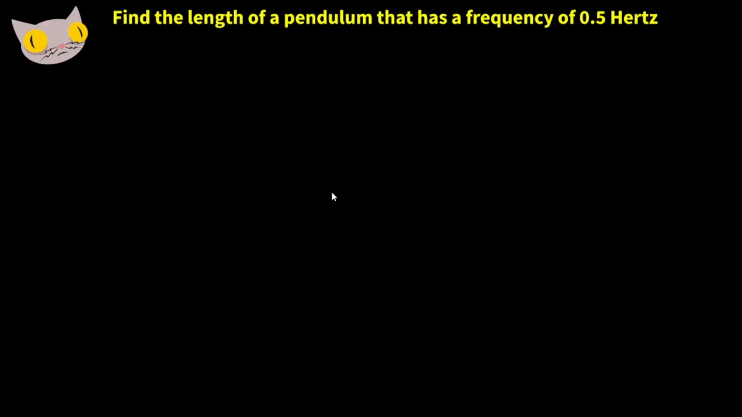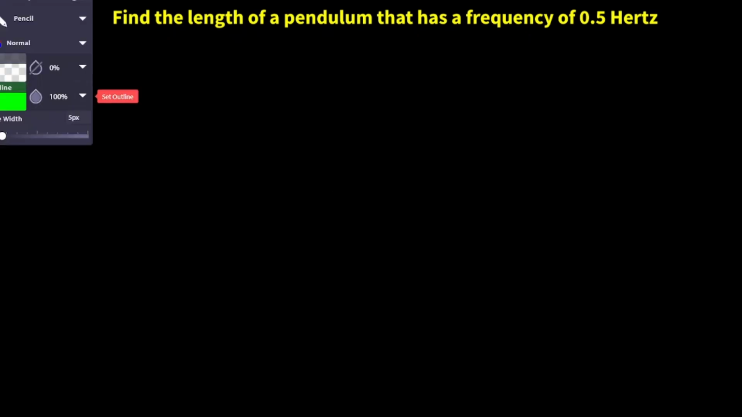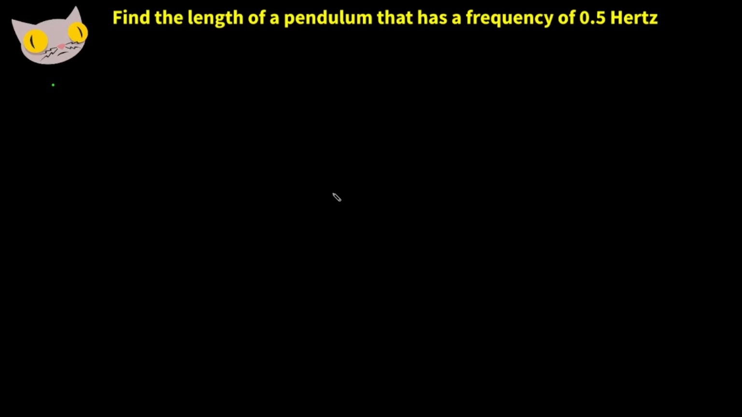Let's look at some problems with the simple pendulum. So here is the formula you're going to need, where T, the period, is equal to 2 pi times the square root of the length of the string over acceleration due to gravity. So let's look at what we're trying to do here.